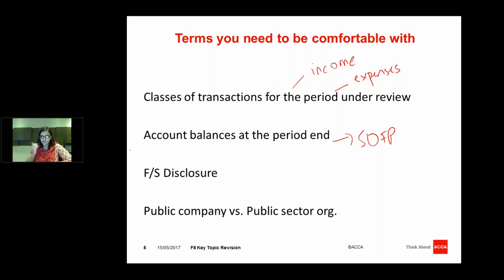What are financial statement disclosures? What are financial statement disclosures, guys? Notes to the accounts. Absolutely right.